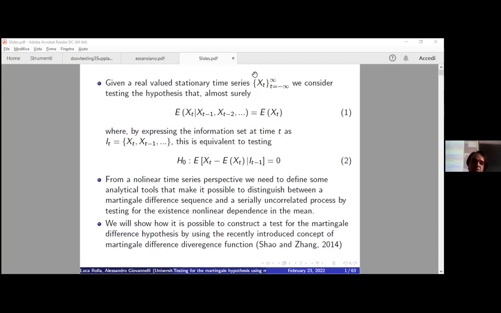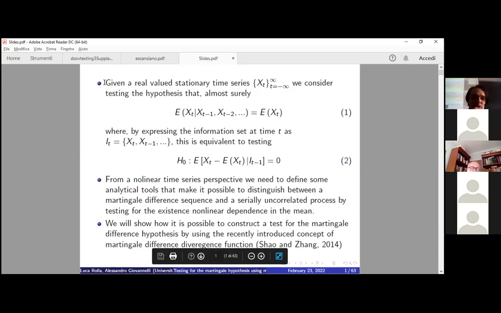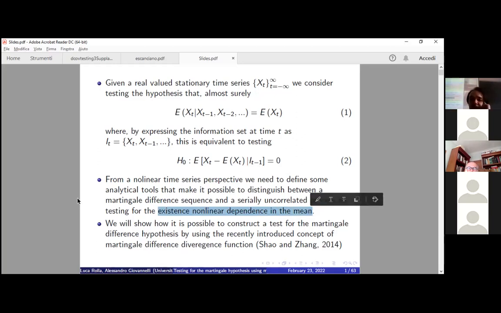This is what we want to test. This is the martingale difference hypothesis. And from a nonlinear time series perspective, it is important to test if one series satisfies this condition, even if it is serially uncorrelated, so that in this sense we can discover the existence of nonlinear dependence in the conditional mean.